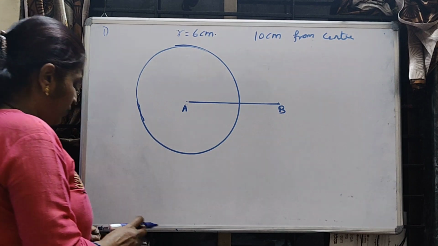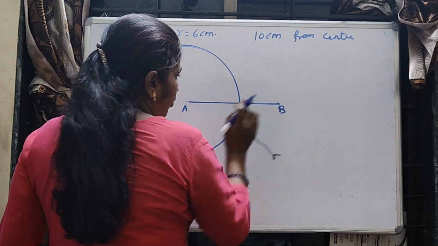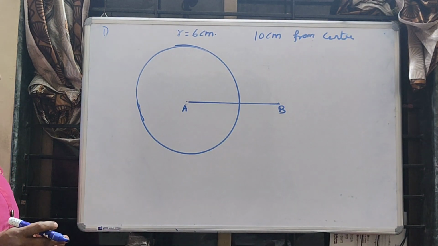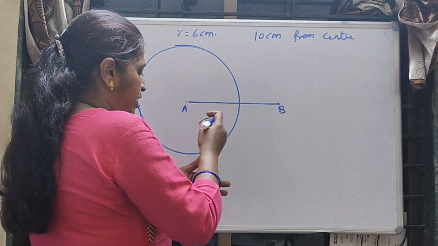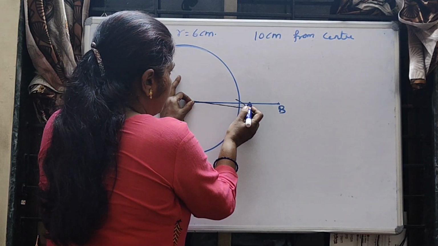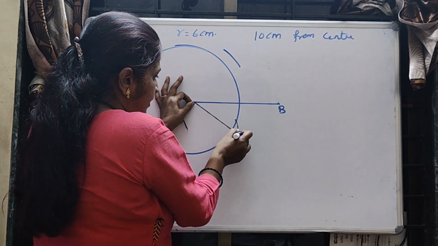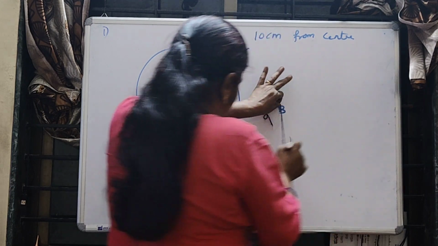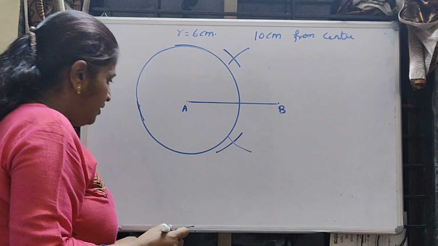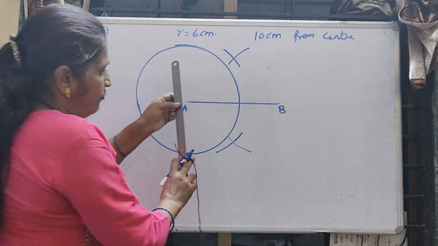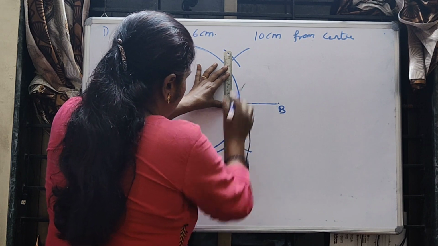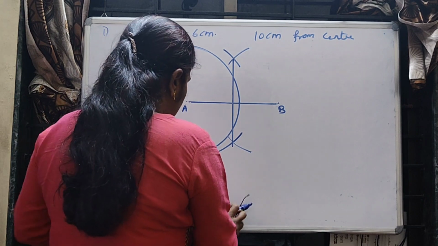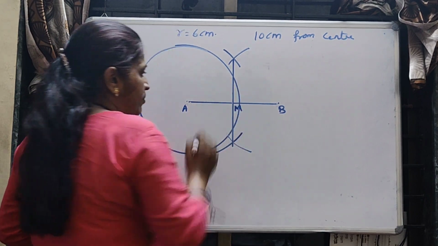To do so, we have to find the midpoint of AB. How will you find the midpoint of AB? By drawing the perpendicular bisector, that is, by taking more than half of AB as radius, drawing arcs on either side from both A and B, without changing the radius. Join these two arcs. You will get the midpoint, which we call M.